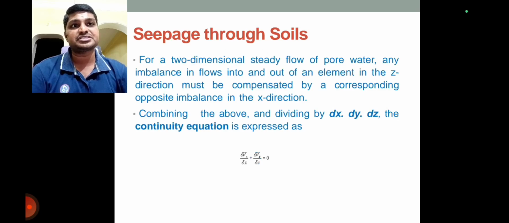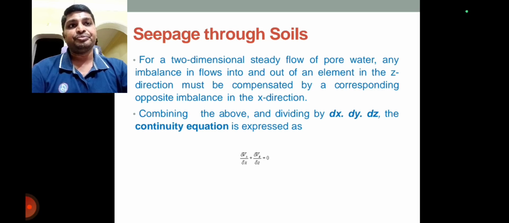For a two-dimensional steady flow of water, any imbalance in flows into and out of an element in the z direction must be compensated by a corresponding opposite imbalance in the direction of x. Combining the above and dividing by dx, dy, dz, the continuity equation is expressed as ∂vx/∂x plus ∂vz/∂z is equal to 0.